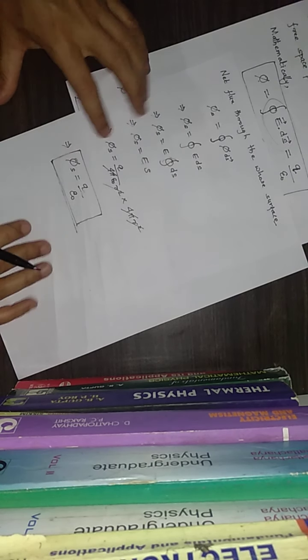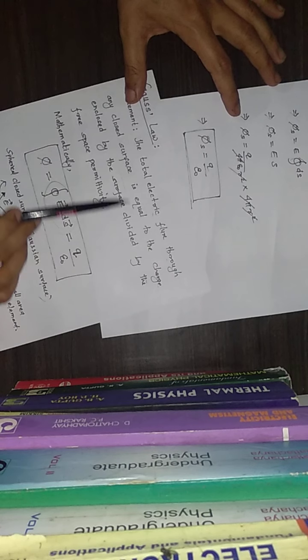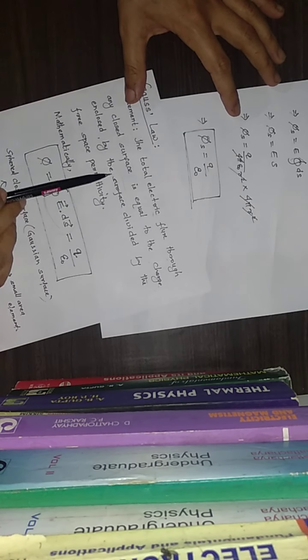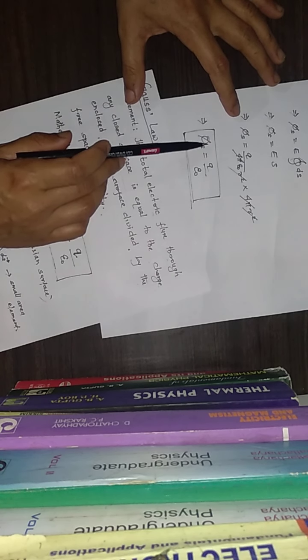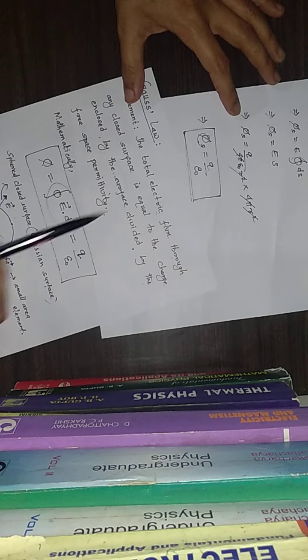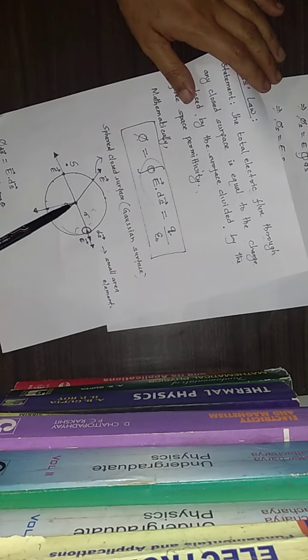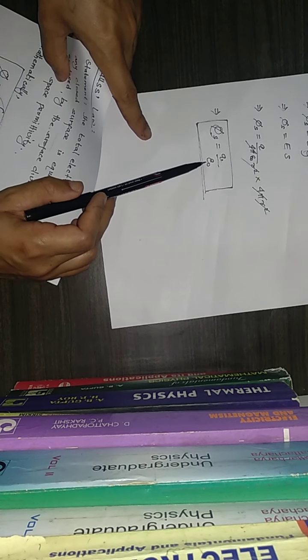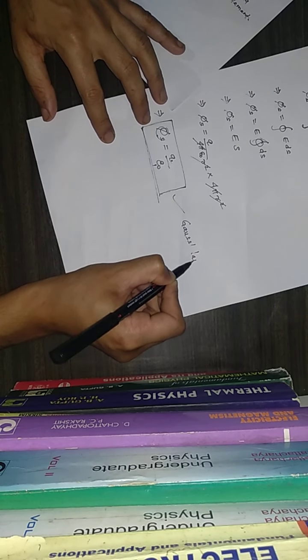Earlier we defined Gauss's law as: the total electric flux through any closed surface is equal to the charge enclosed by the surface divided by the free space permittivity. So the net flux through the closed surface S is nothing but the charge enclosed by the surface, which is Q, divided by the permittivity of free space. This is known as Gauss's law in mathematical form. This is your Gauss's law.